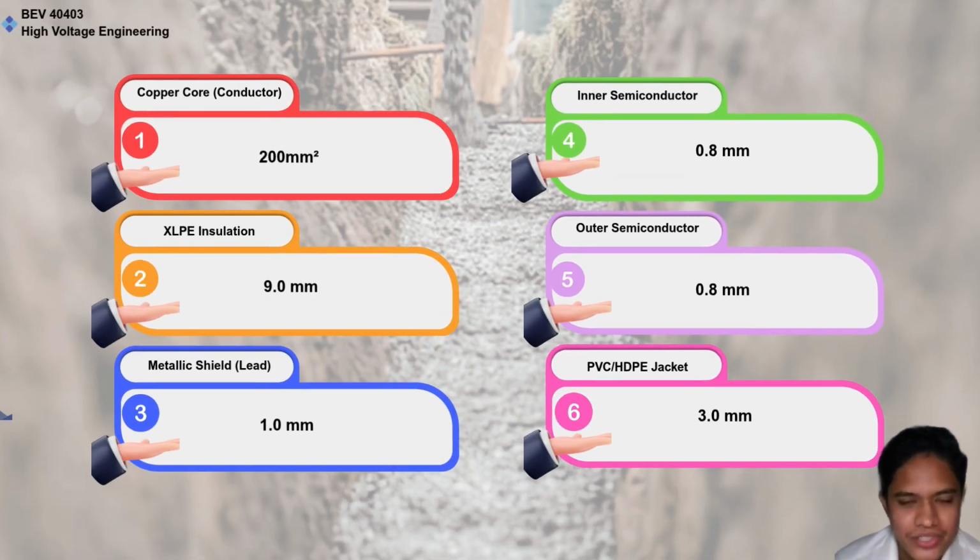Now we move to the type of cable that we use. First, the copper core, which is the conductor, uses 200 mm squared. The inner semiconductor is 0.8 mm. The XLPE insulation, we use 9.0 mm. The outer semiconductor, we use 0.8 mm. The metallic shield, our team uses lead, which is 1.0 mm. And the last one is the PVC or HDPE jacket, which we use 3.0 mm.